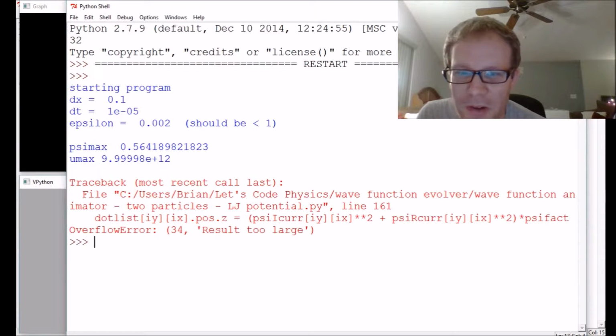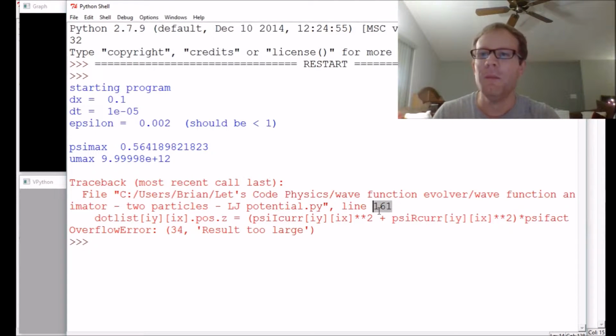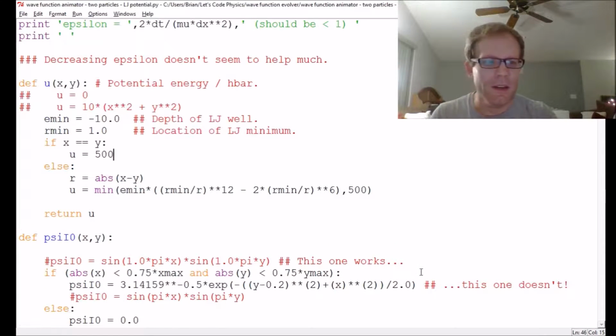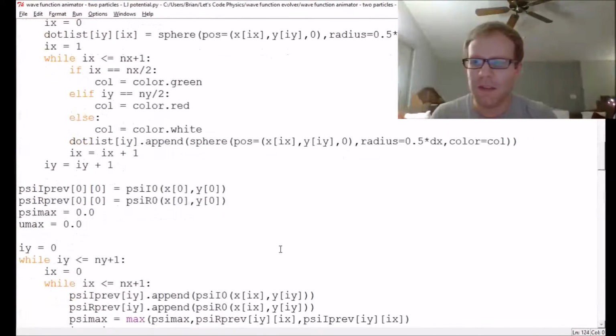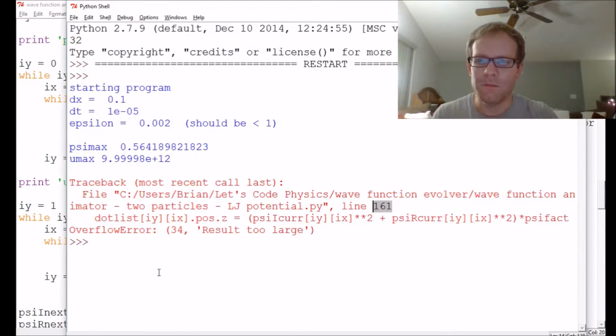Oh dear, overflow error, result too large. Okay. And where are you getting this result too large? It looks like it's in line 161. I may need to decrease the potential energy a little bit. Let's go to line 161. I'm guessing that'll be in the code itself.